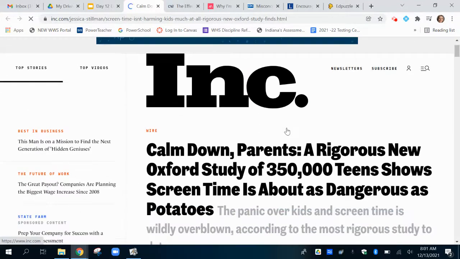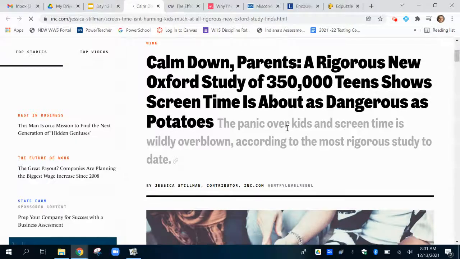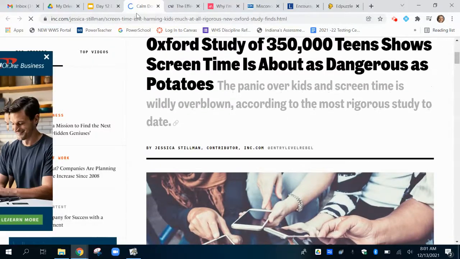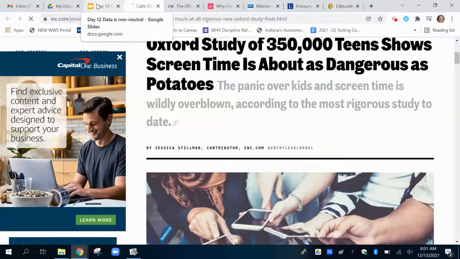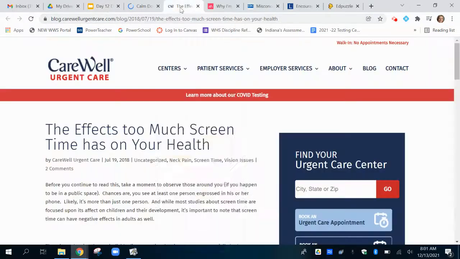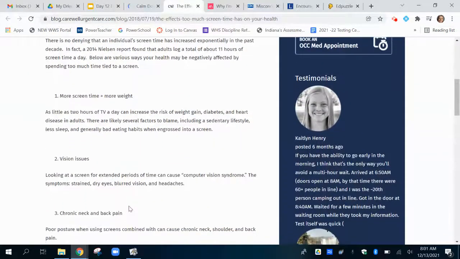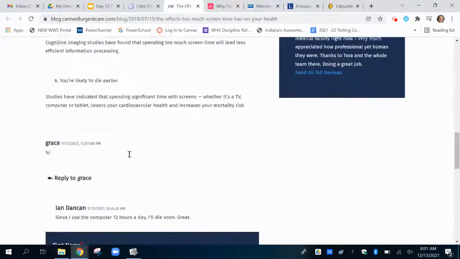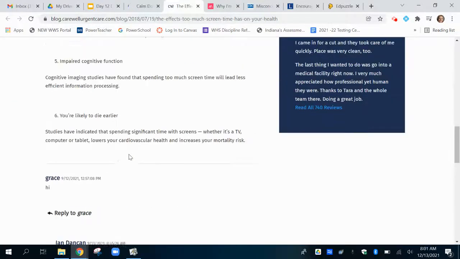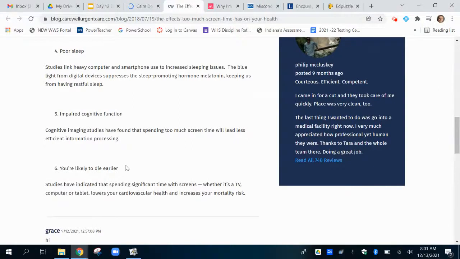Okay, and what are some things that we notice? Some things that we might want to be looking for: is there any link to where that data was collected? Do we have any info about who the sample was? How many people did we ask? Right here we have some clear statements, just some basic statements, but we don't have any links to get any more of that information. You're likely to die earlier.